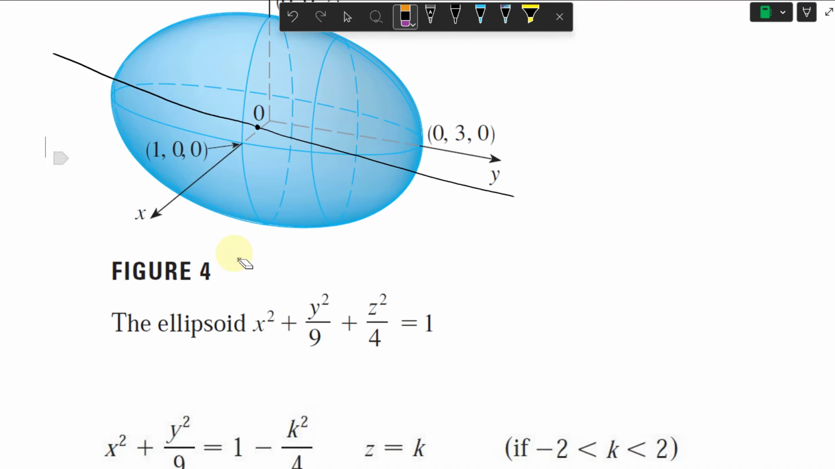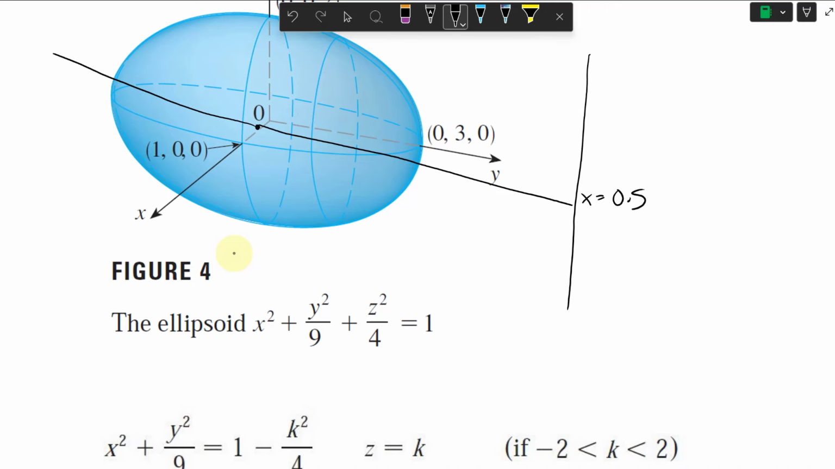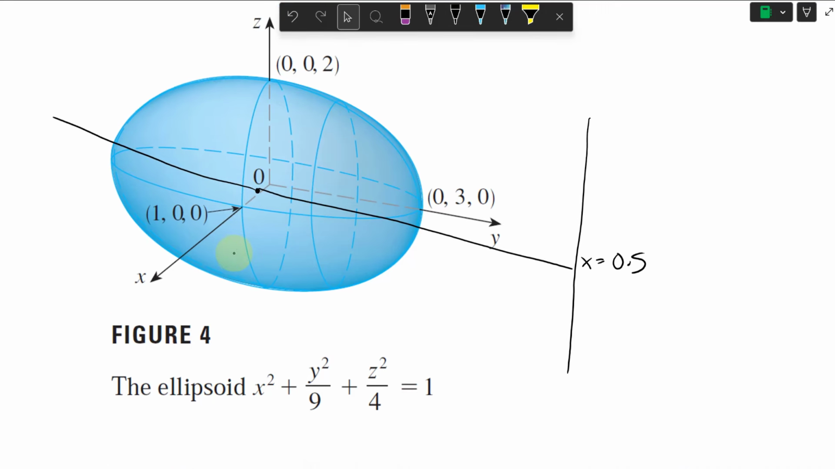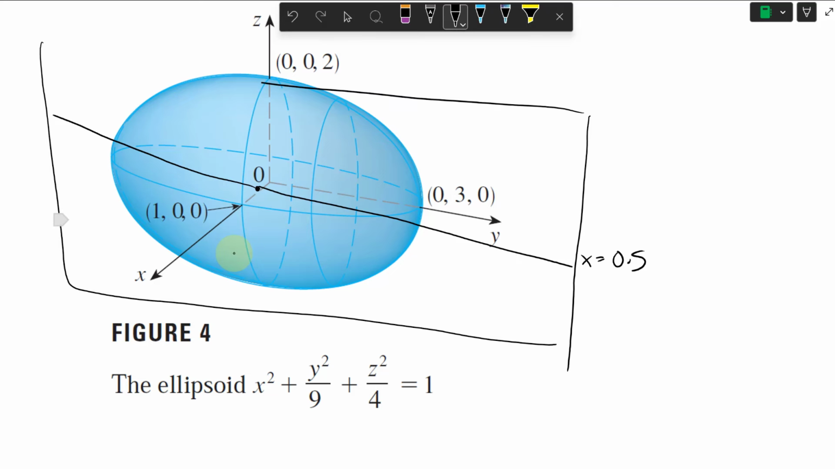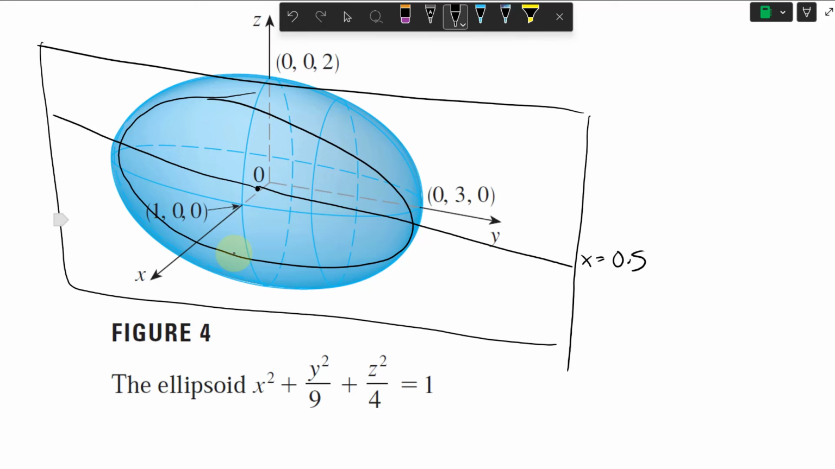It's going to be all of these are going to have where this is at x equals, let's say, 0.5. You're going to get a vertical ellipse. So a vertical plane that cuts through this all, and then all these points are going to be an ellipse, shaped like this. Think of it like that.